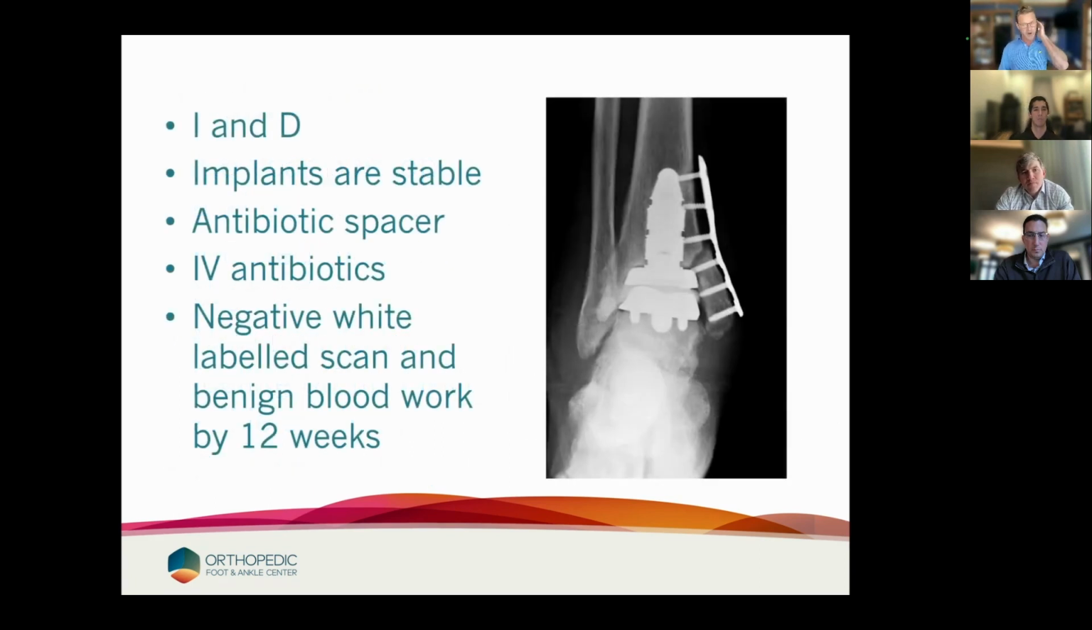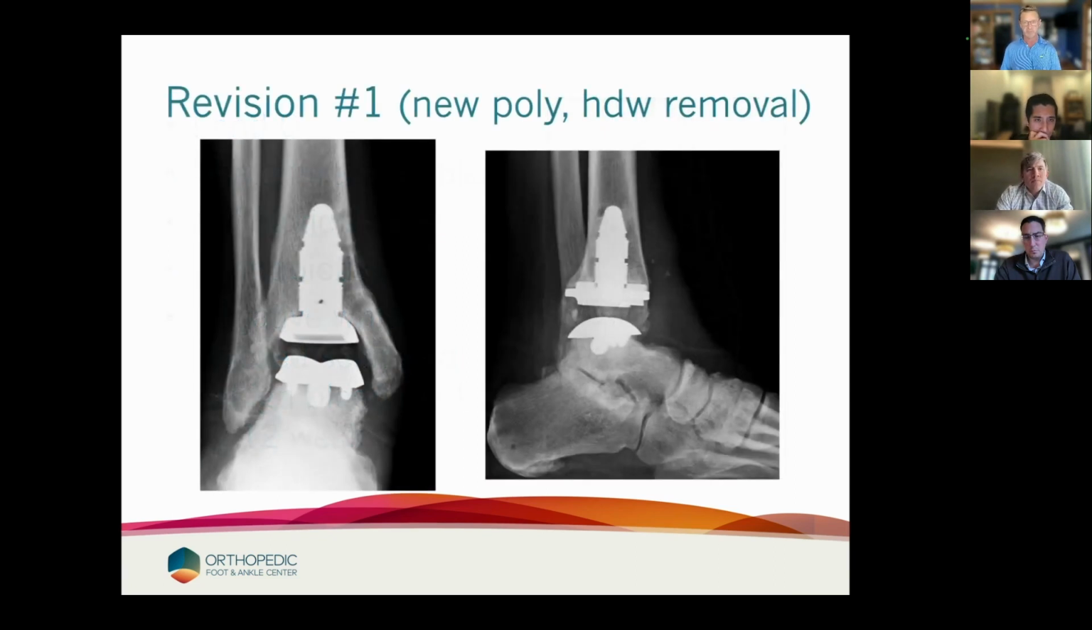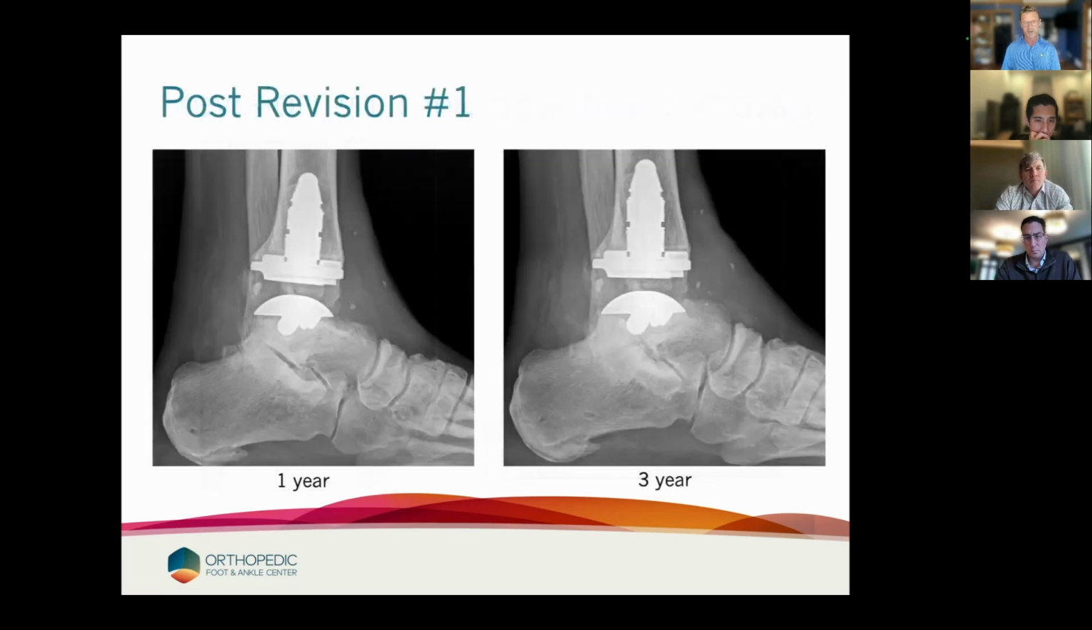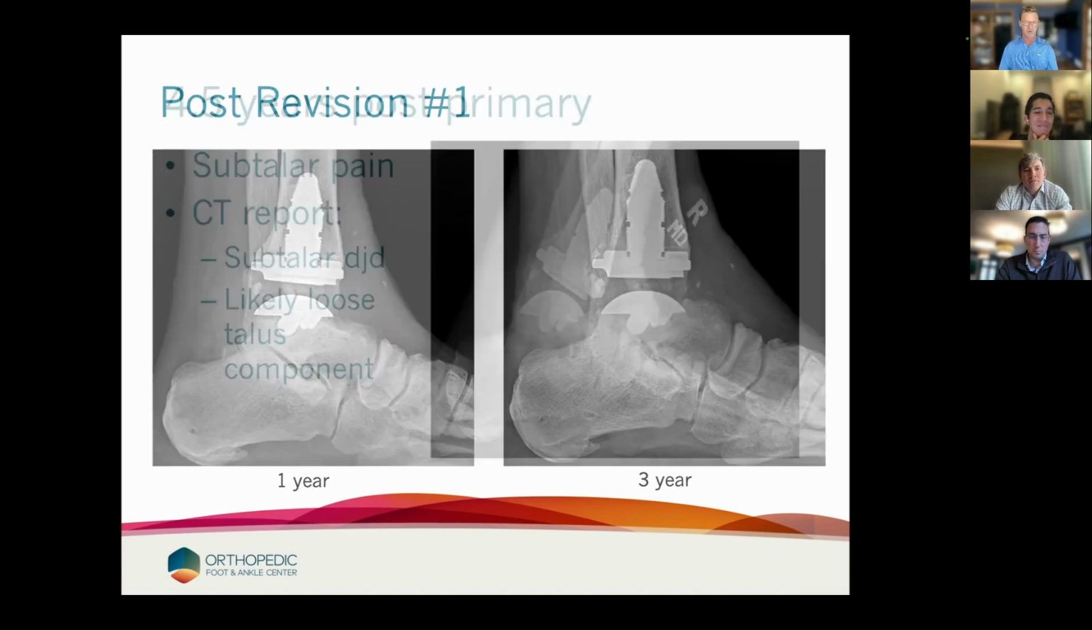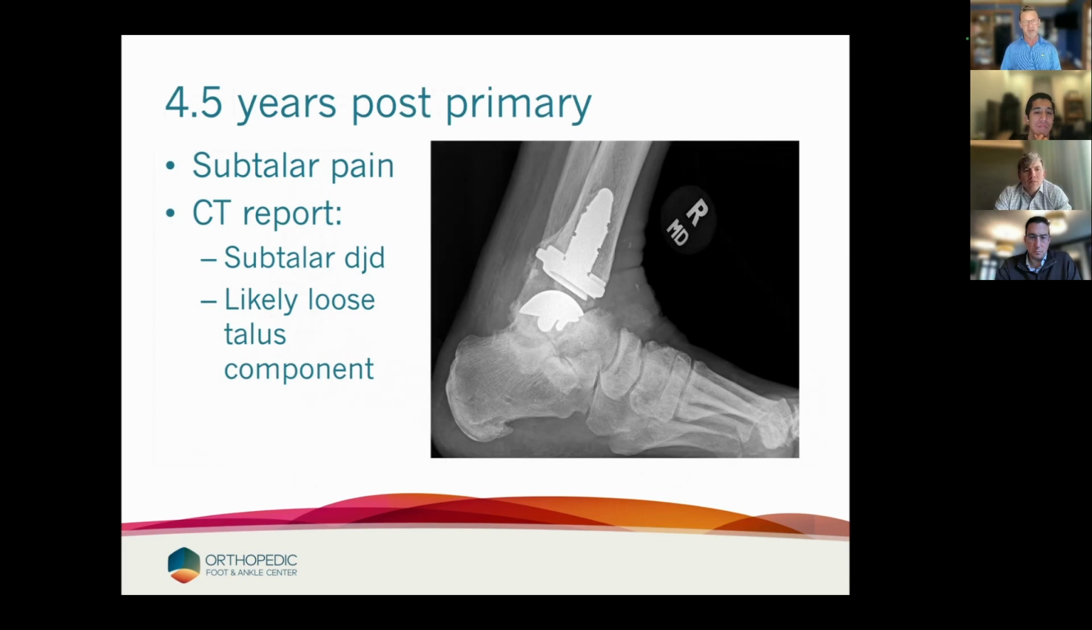I took him to the OR. I washed it out. I kept his metal implants. That is a cement spacer in between the metal implants. And I did that based on the fact that I caught this within 5 days. We took out the hardware while we were there. At 12 weeks, everything's negative. At 12 weeks, I reimplant the poly and the hardware is out. So here I am, revision 1. Just the fact I'm calling it revision 1, you can smell what's coming down. So 3 years later, is he starting to hurt again? So now we're 4.5 years post-primary and he has subtalar joint pain.